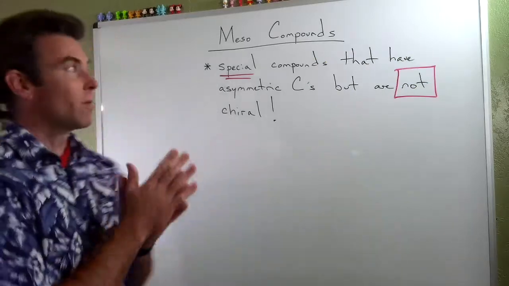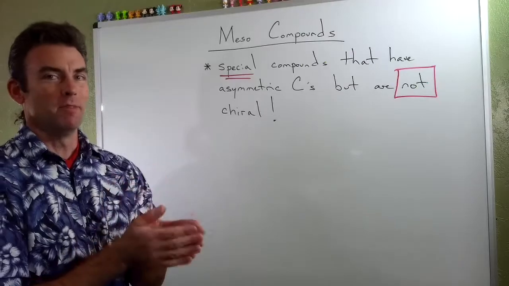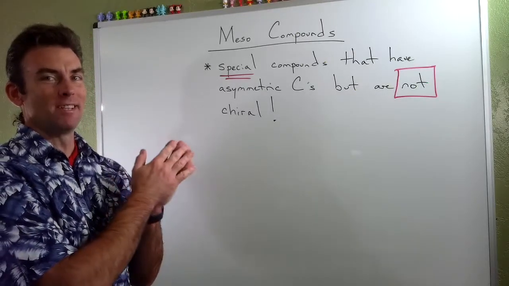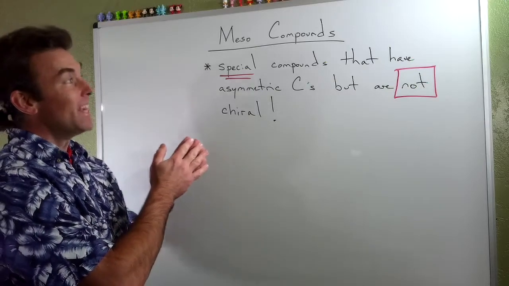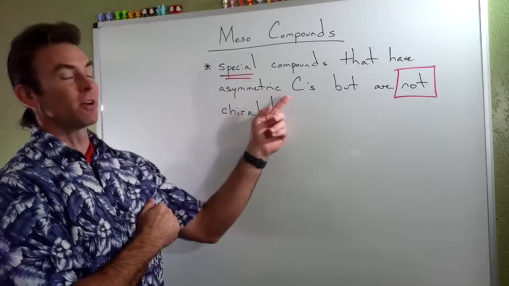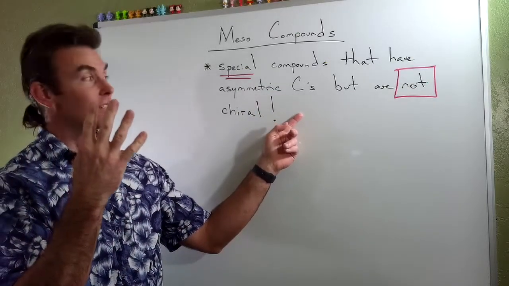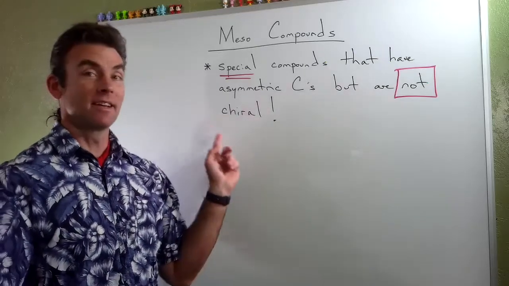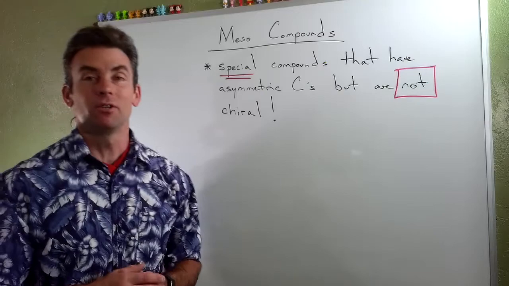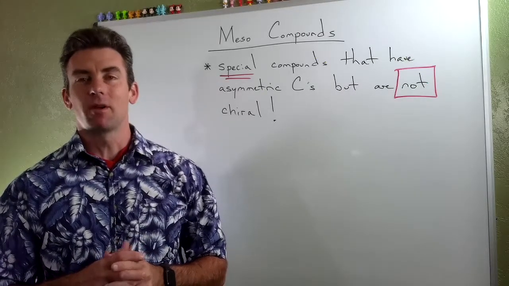But first of all, we got to start with a definition, right? What is a meso compound? Miso soup, not miso soup. That's M-I-S-O. Meso is M-E-S-O, and they are special compounds that have asymmetric carbons, which we've been talking about, right? Carbons bonded to 4 different things, but are not chiral. These are really tough to pick out. I'm going to show you a couple of tricks for actually figuring out that something is a meso compound, so stay tuned.